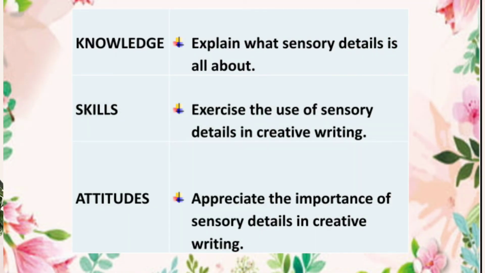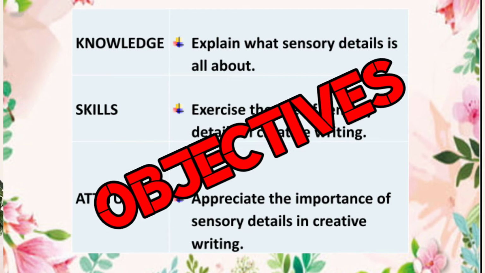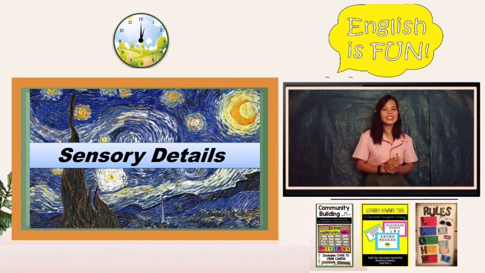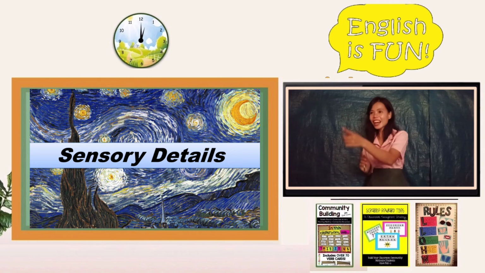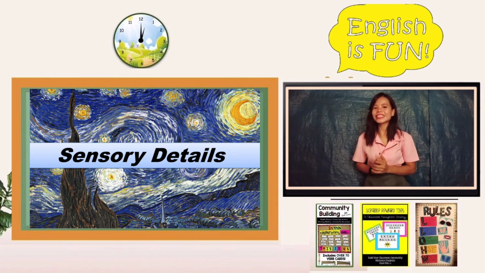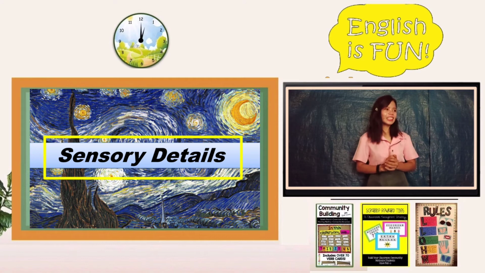At the end of the discussion, students are expected to first, explain what sensory details is all about. Second, exercise the use of sensory details in creative writing. Third, appreciate the importance of sensory details in creative writing. Again, class! The word or phrase that describes the content of the text is vividly called what? Anyone? Jenea! Marvelous! It is vividly called sensory details.